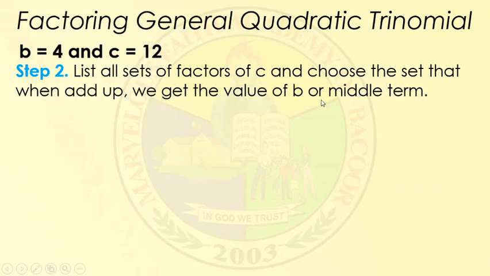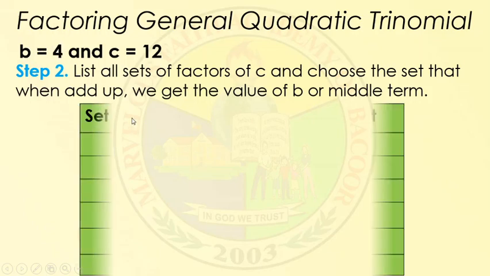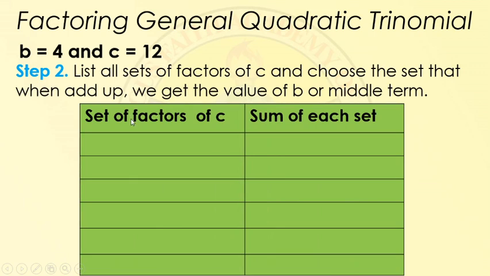Step number 2, list all sets of factors of c and choose the set that when added up, we get the value of b. Okay? So, anong ibig niyang sabihin? Dito, kukunin natin lahat ng factors ni c. Ibig sabihin nun, ano yung dalawang number na kapag i-multiply mo, makukuha mo yung product na 12. And then yung factors na yun, kapag ipagpa-plus mo naman, makukuha mo yung sum niya na yung value ng b natin. Okay? So, kunin natin ang set of factors of c.